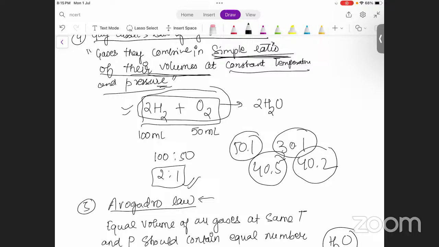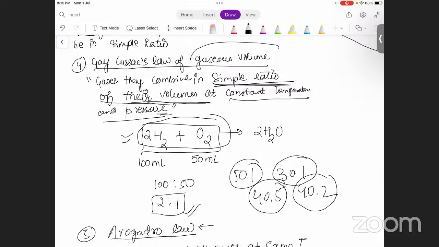Whenever gases react with each other, what you can see here is gaseous volumes. If they are doing the reaction with two gases, what they observed is that the ratio of their volumes will always be in a simple ratio, right? You can take any other example also.